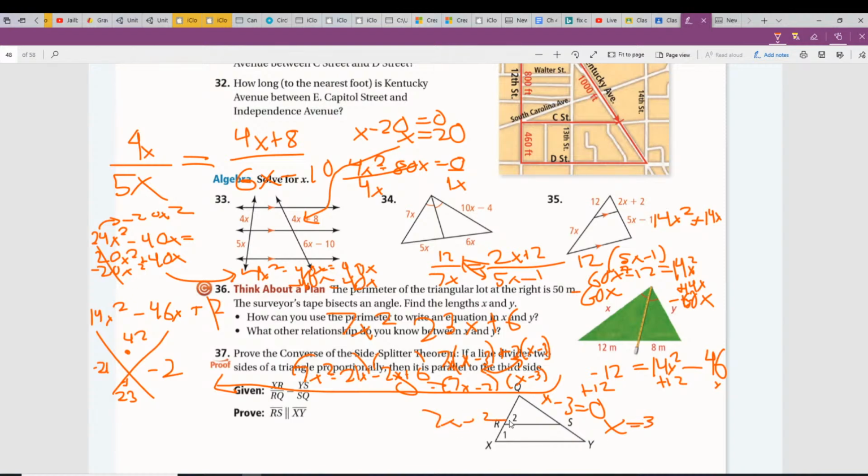7x minus 2, that is very sloppy, equals 0. Add 2, 7x equals 2. Divide both sides by 7, and you have x is equal to 2/7 and x is equal to 3. So here are our answers for number 35, a bunch of quadratics.